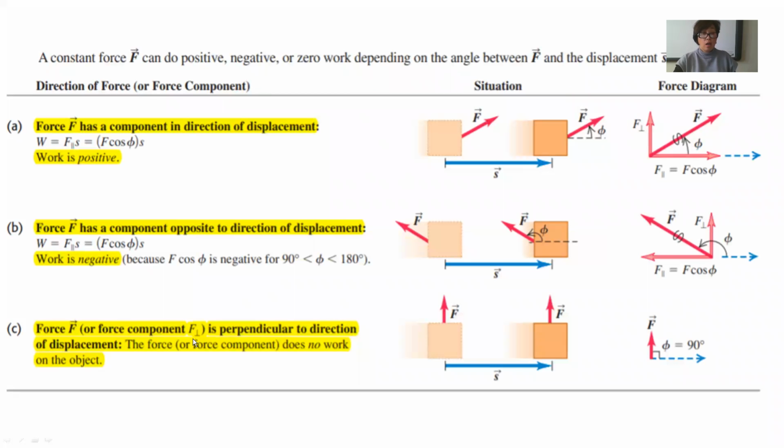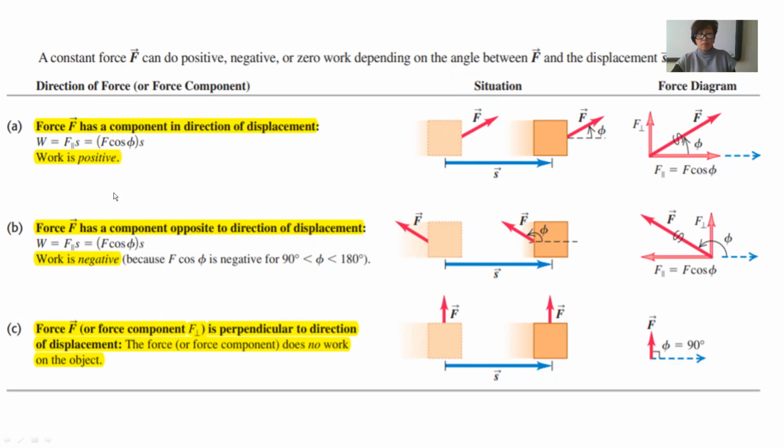The next, a constant force can do positive, negative, or zero work depending on the angle between the force and the displacement. There are three types. In this column, the direction of the force or force component, the situation, and this is the figure and situation. In the final column, the force diagram.